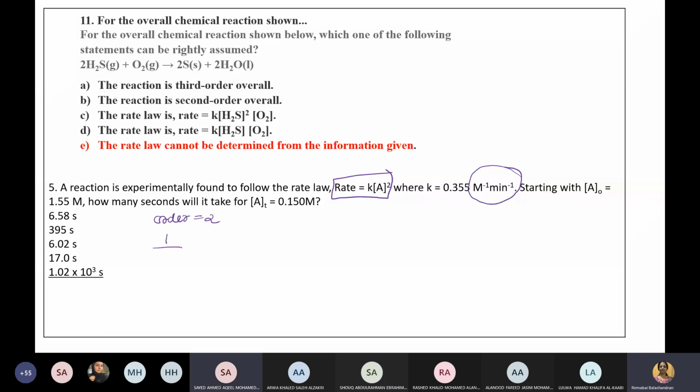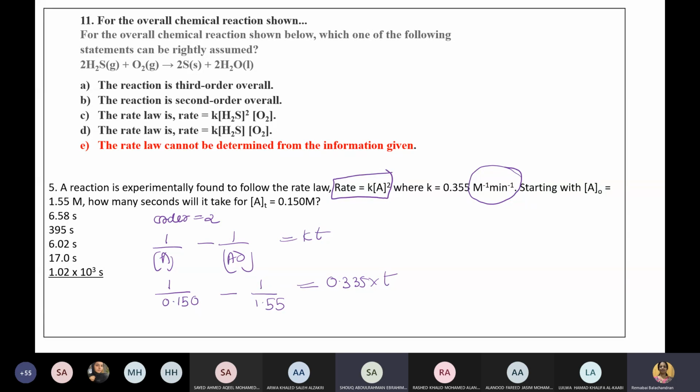1 over A minus 1 over A naught is equal to kt. Tell me the substitution. 1 over 0.150, this is the final concentration, minus 1 over A naught. What is A naught? 1.55. Is equal to 0.355 times t. Is this correct? Yes.